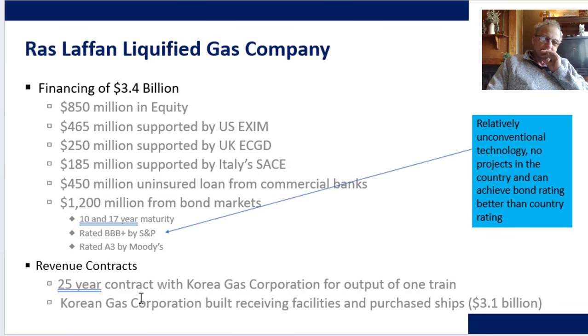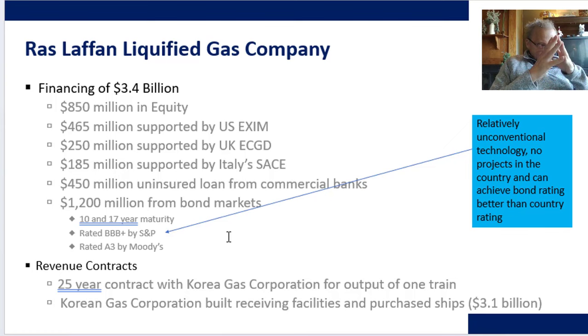Here's what they were able to do. They were able to get 3.4 billion USD. Some of it was with Exim banks, and some of it was with this really big issue of bonds, and they got a long-term maturity. Oh my gosh, they were able to sign a couple of revenue contracts with Japan and Korea, and I think if you've got some revenue contracts, that's pretty good, isn't it?